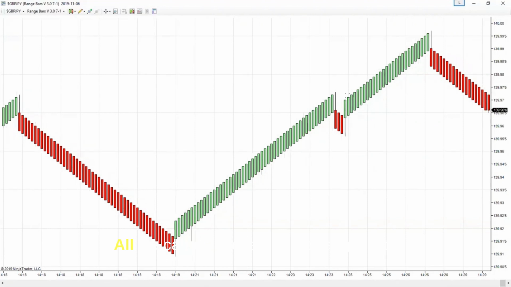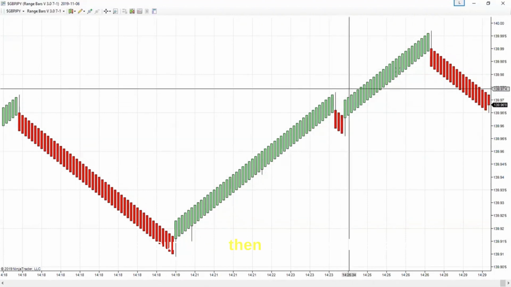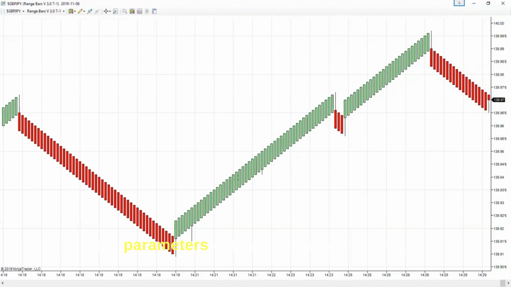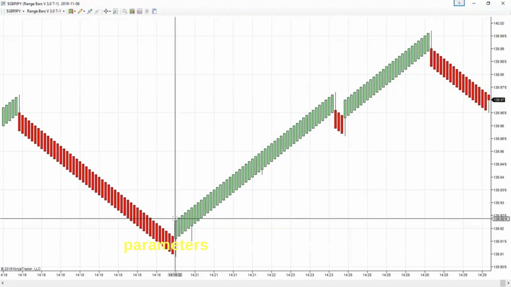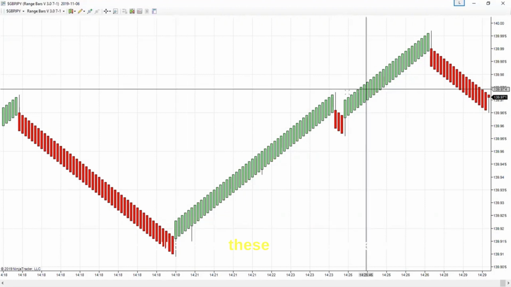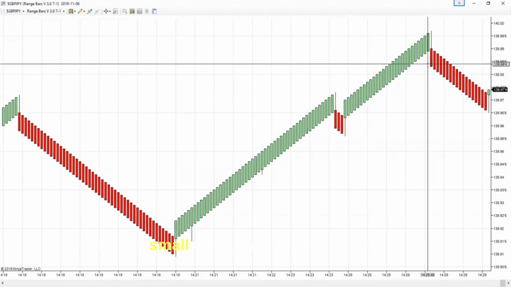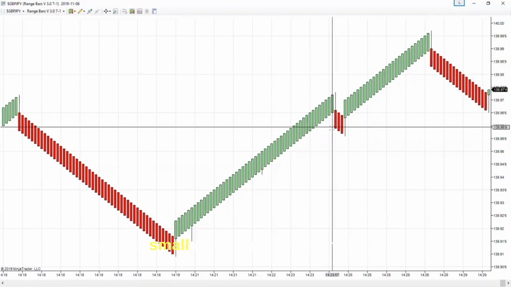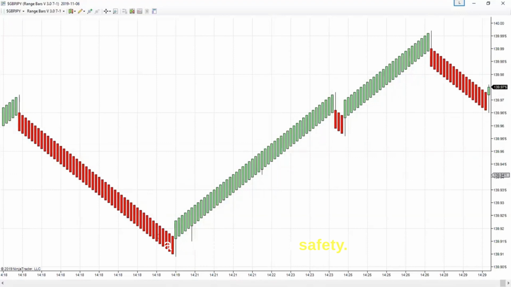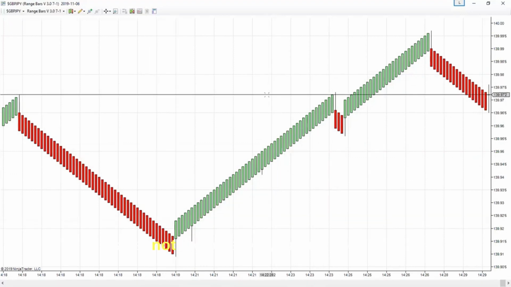All we can do is quantify the ranges into exact amounts and then buy and sell based on the parameters of how those ranges formed. So again, we can only quantify the ranges into exact amounts, like you see, all these bars are the exact same size, and then follow those exact ranges to extract small gains out of the market that are a side effect of our safety. So profit is a side effect of being safe, not the other way around.